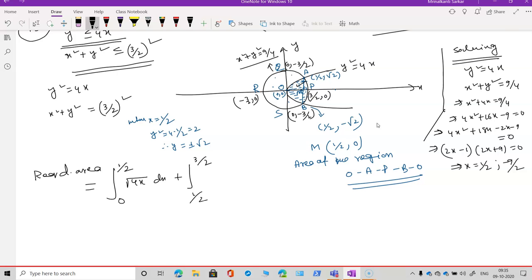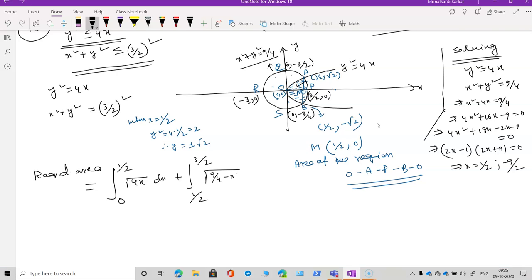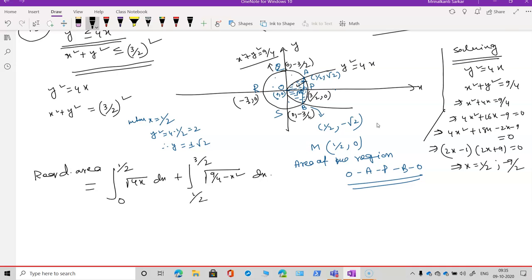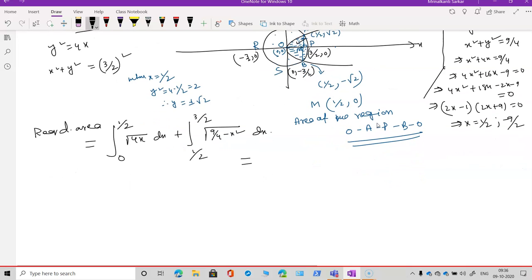Half to 3 by 2 y dx of circle. All right. This integration all of you are familiar with. You can do it very well, I know. So you will complete the integration at home. But this sum is not completed here. This will be multiplied by 2. You must complete it and you must check the answer.